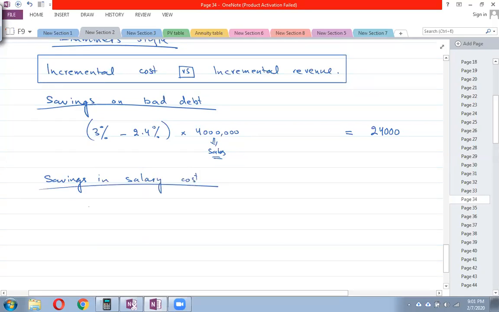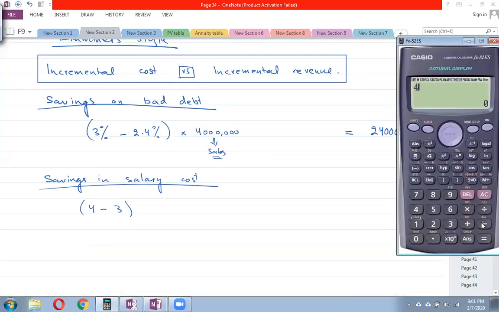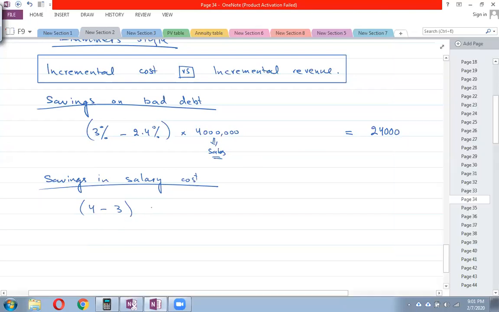We had 4 people working for us before. Now we have 3 employees working for us. So we'll have only one extra employee. 4 minus 3 will be 1 employee. And for that 1 employee, we'll be saving the salary of 12,000. So it means we'll be saving 12,000, right? So savings in the salary cost is 12,000.